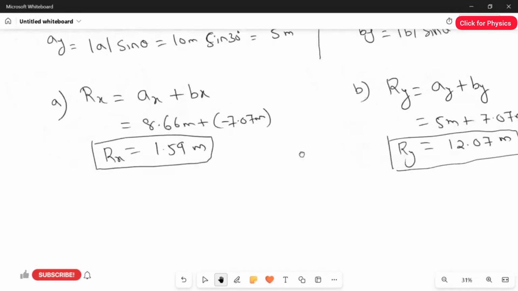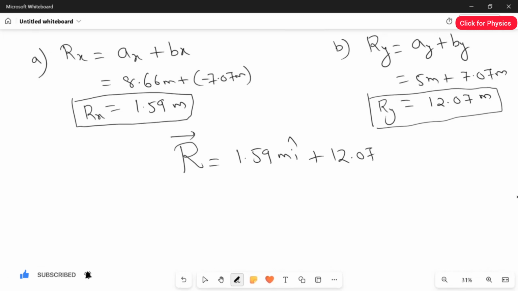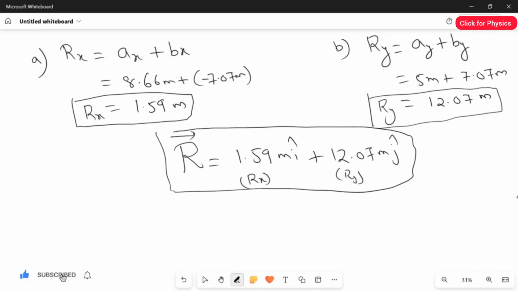Now in the third question, what are we going to find? We are going to find the magnitude. If you want to find the magnitude, better we make the vector equation for this r of x and r of y, that means the resultant vector after you add the vectors a and b. So what is your component of x? 1.59. Therefore the final resultant vector r is equal to 1.59 meter of i cap plus 12.07 meter of j cap. So this is your r of x value, this is your r of y value. So this is the vector equation for the x and y components.